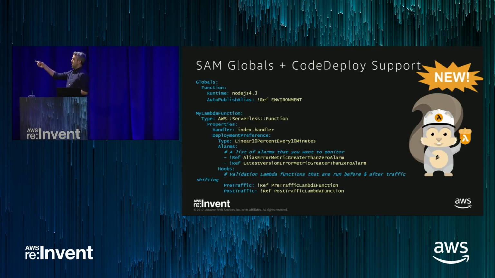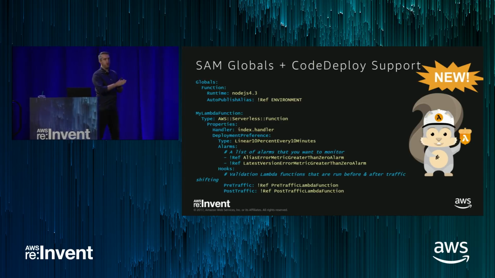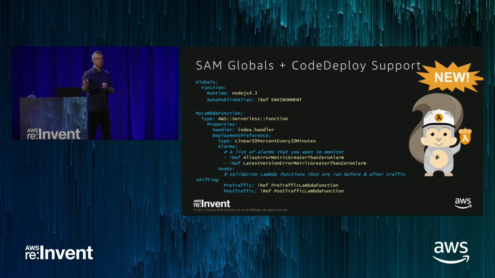Right below there, we see alarms, 2 different CloudWatch alarms that are being mentioned. And what this tells the service is, let's watch for these CloudWatch alarms, and if something trips them, we're going to automatically roll back this deployment.